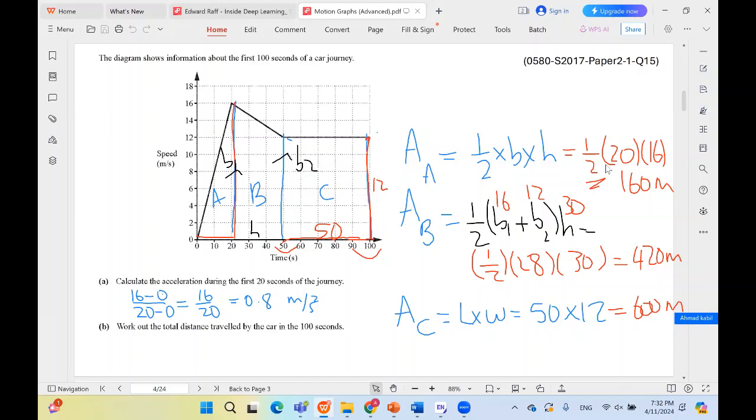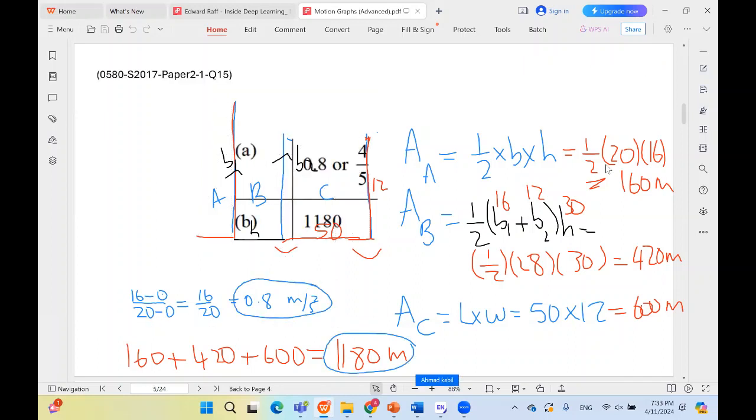Therefore, the total distance traveled is going to be the sum of these three numbers, 160 plus 420 plus 600. And you can use your calculator for this. You get 1,180 meters in total. So let's just put circles around the final answers to compare to the marking scheme. So 0.8 is correct, and 1,180 is correct as well.